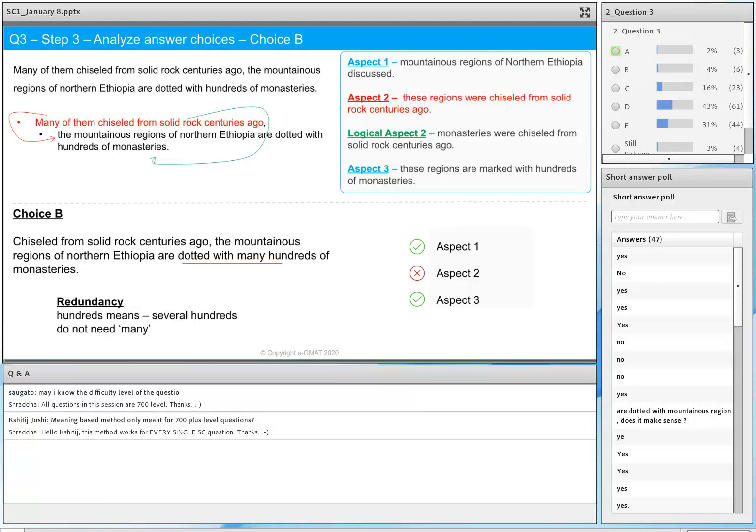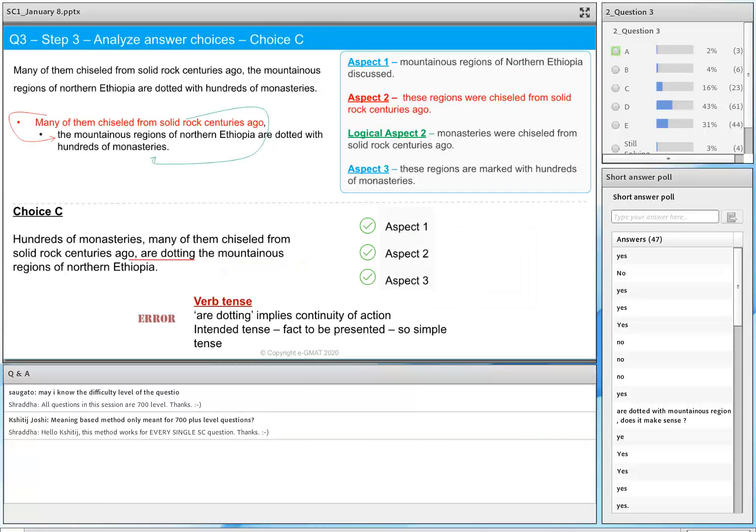Firstly, you must have rejected choice B for the same reason, because the logic does not go together here. Other than that, there is another grammatical error in this sentence, "dotted with many hundreds of monasteries." Definitely it leads to a redundancy error, because hundreds of monasteries in any way means numerous. So there's no need to use "many" in this one.